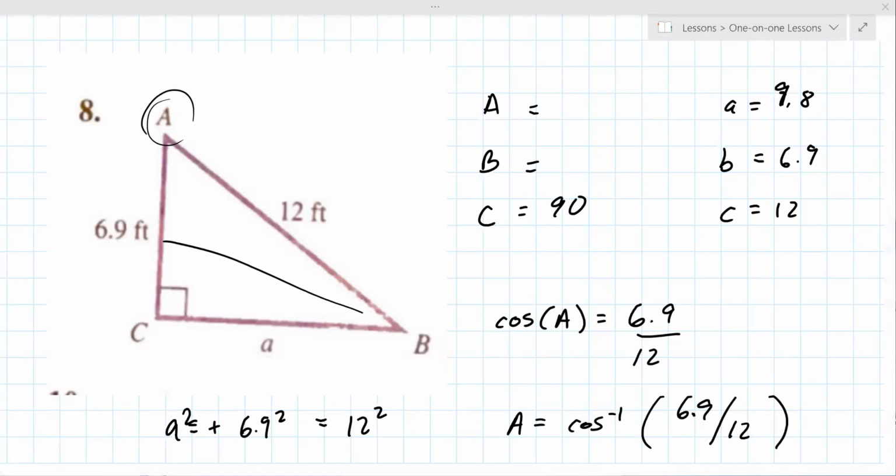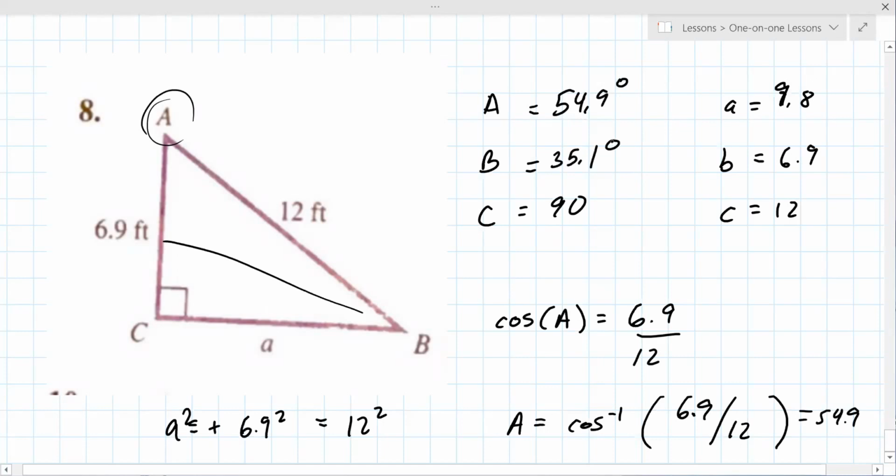So this is why you definitely want to grab your calculator to try this. This ends up being 54.9. Once you have one of the angles, you can get the other pretty easily. It's 35.1 degrees.